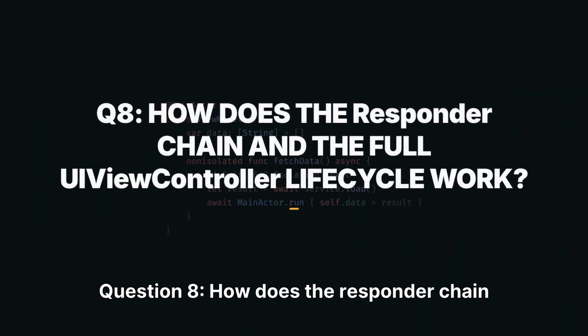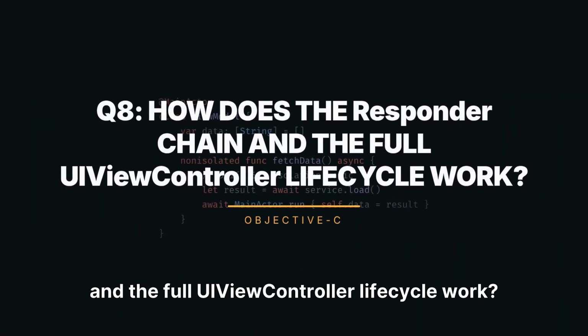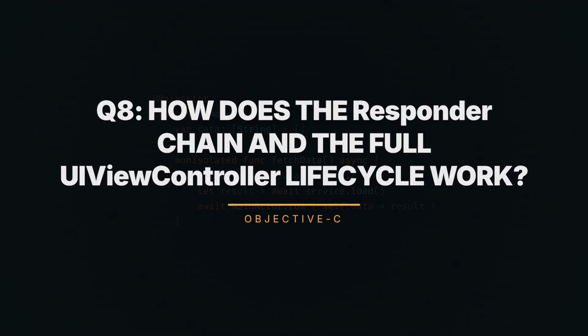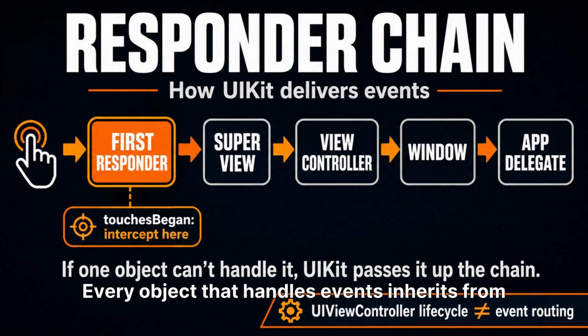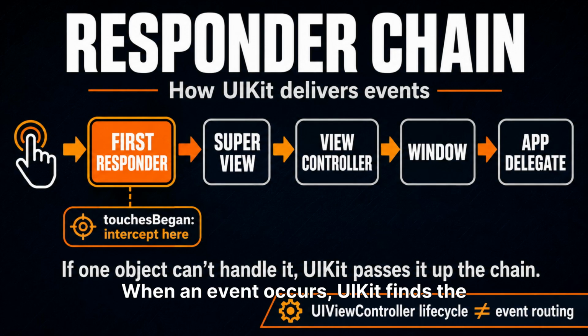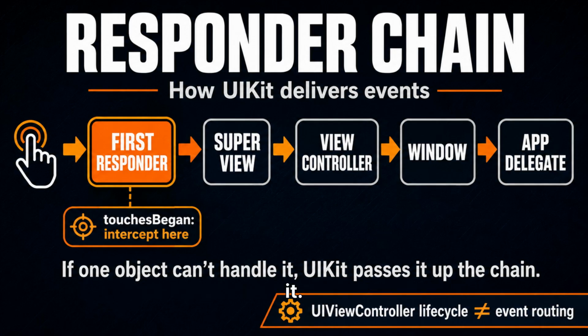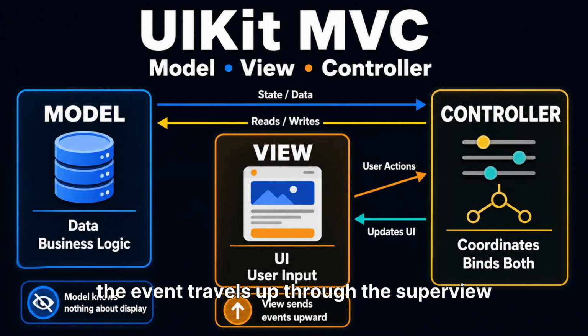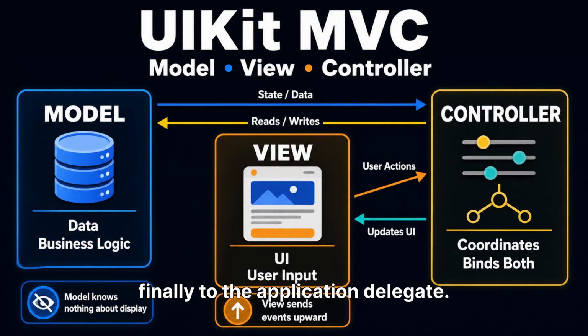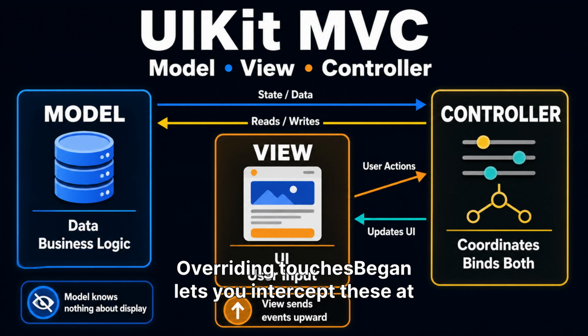Question 8. How does the responder chain and the full UIViewController lifecycle work? The responder chain is UIKit's mechanism for delivering events. Every object that handles events inherits from UIResponder. When an event occurs, UIKit finds the first responder and asks it to handle it. If the first responder cannot handle it, the event travels up through the superview chain, the view controller, the window, and finally to the application delegate. Overriding touchesBegan lets you intercept these at any level.